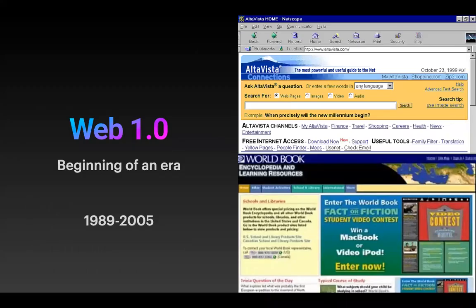So yeah, Web 3.0. See, the internet is not that old. It's almost 30, 32, 35 years old. As you can see here, 1989 to 2005 was the era of Web 1.0. First, people came to know about websites at that particular time.